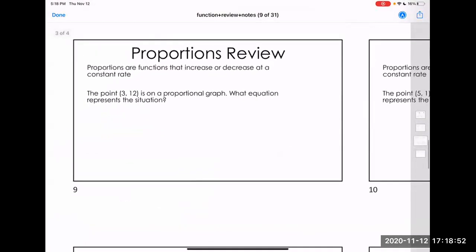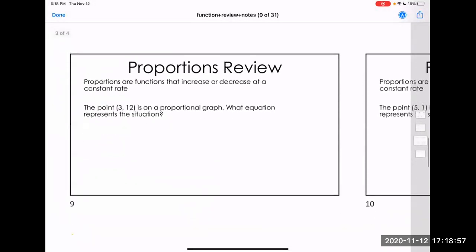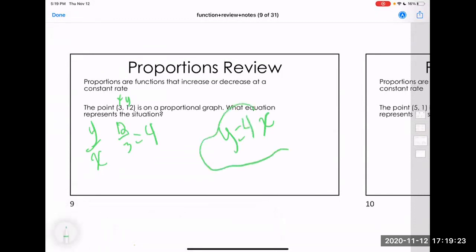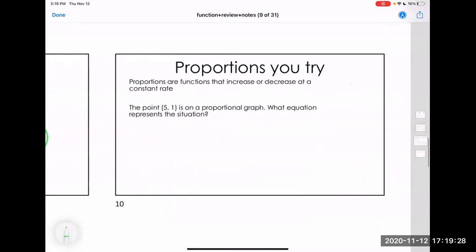The point 3, 12 is on a proportional graph. What equation represents the situation? Well, that is where we have to find the constant of proportionality, which is our y over our x. So our 12 over our 3, which is equal to 4. To make the equation, we do y equals mx and replace m with our constant. That's how you make a proportional equation from a point.